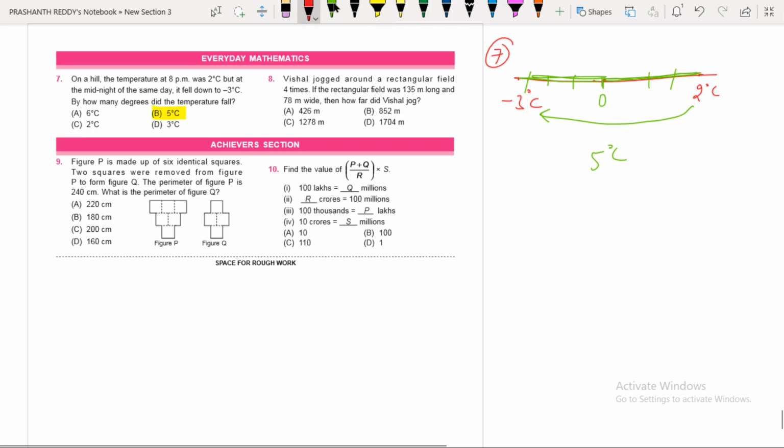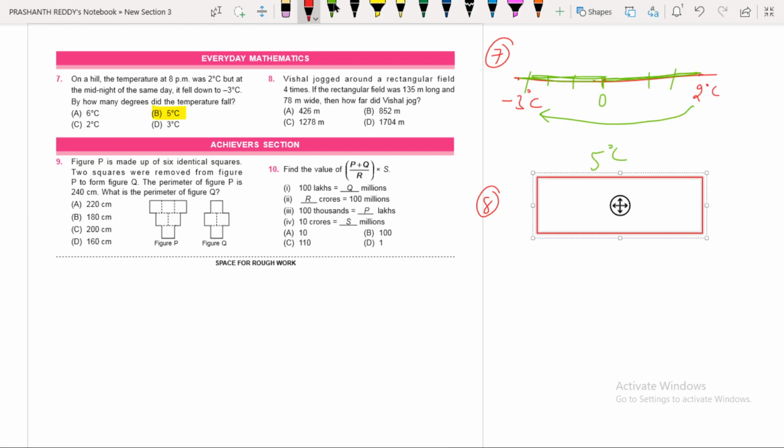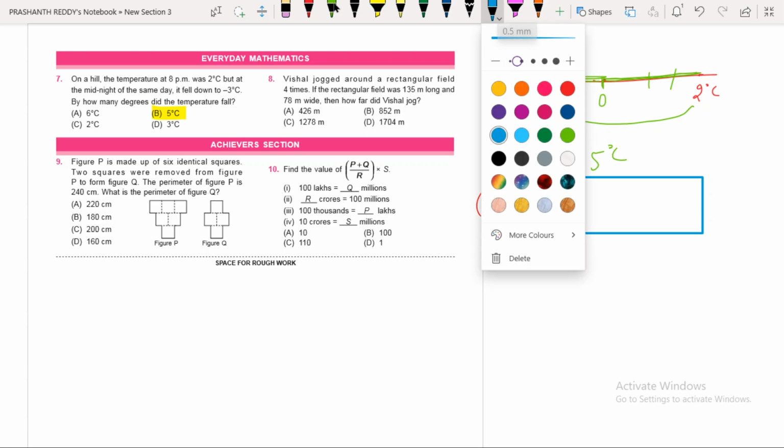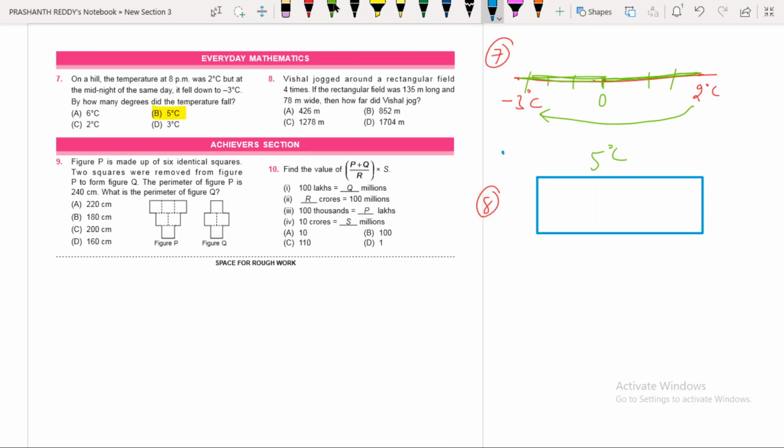Now focus on the 8th question, children. What is the 8th question? Vishal jogged around a rectangular field. Okay, now we can take one rectangular field. Just observe here, I am taking one beautiful rectangular field. Then what happened here? He jogged around the rectangular field 4 times. He traveled this rectangular field how many times? 4 times. I hope you understood.